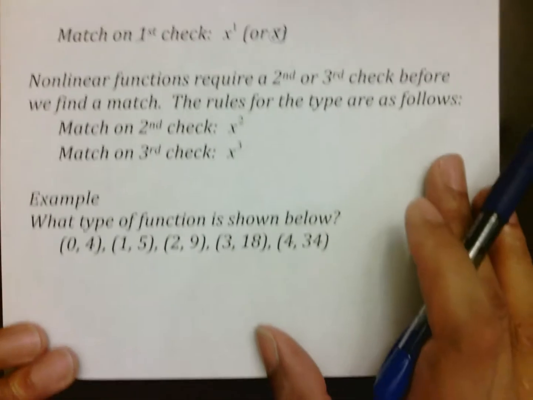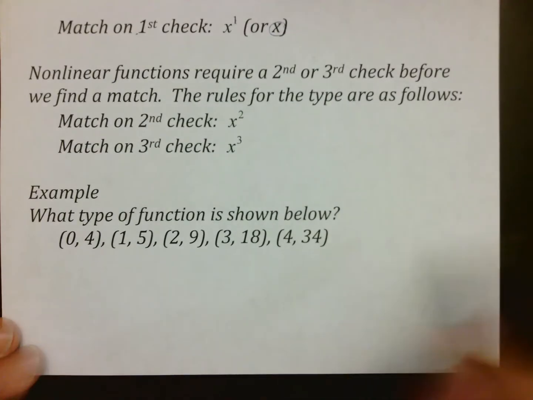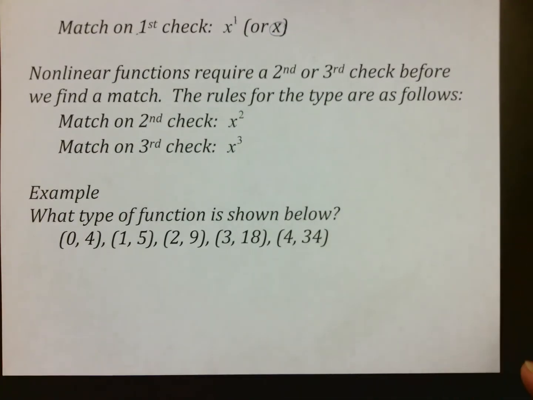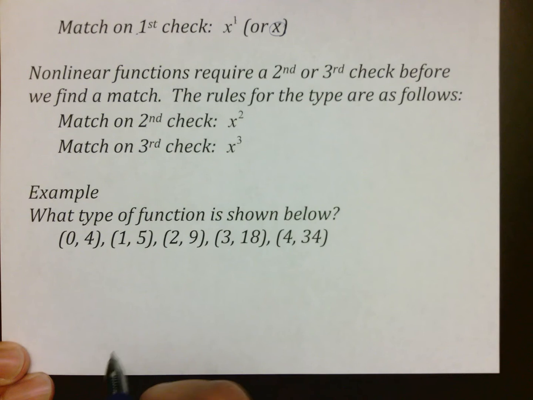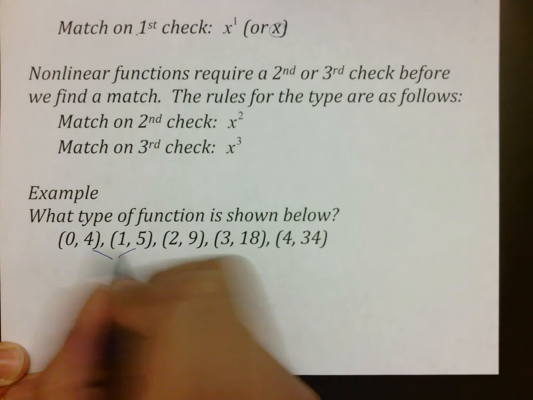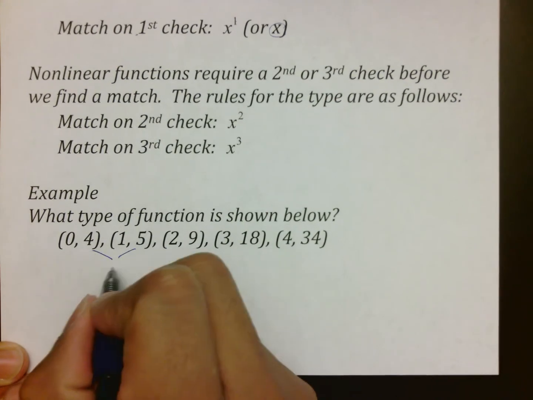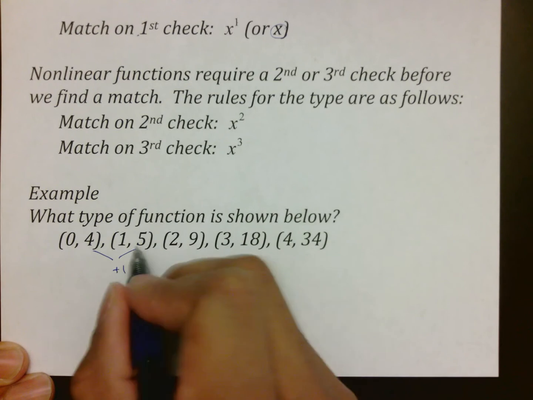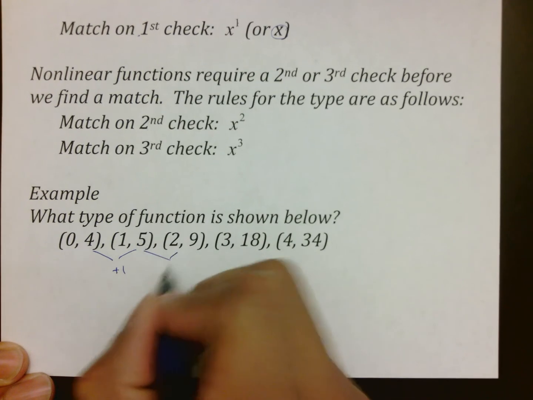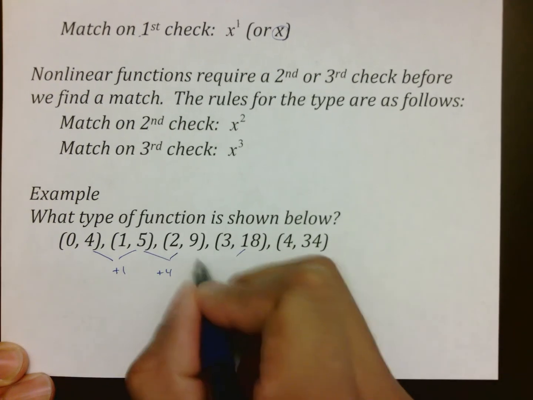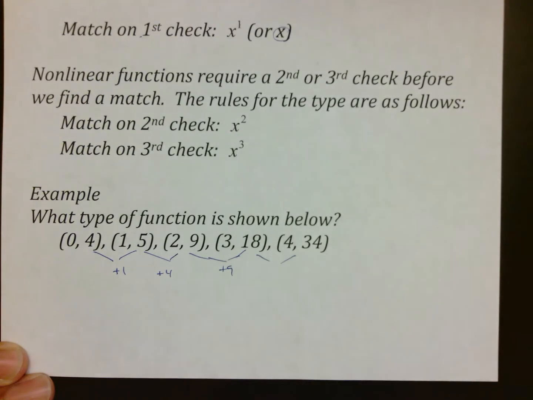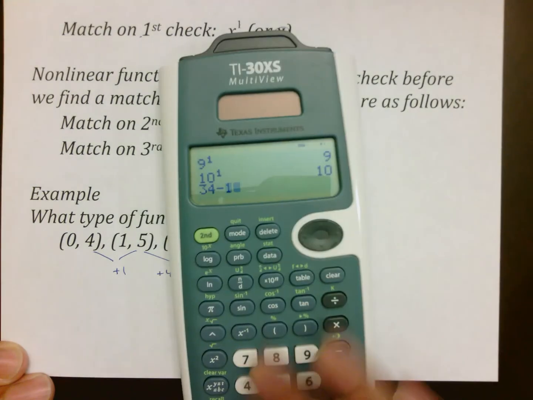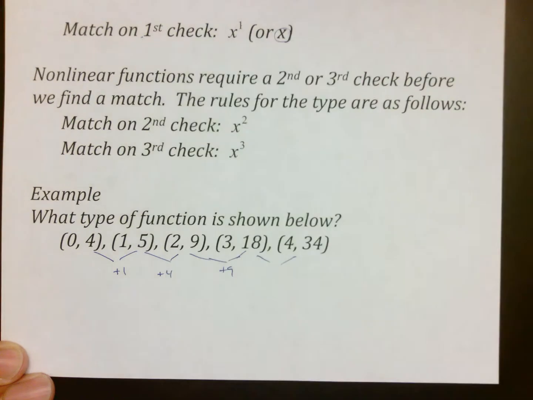So real fast, how to determine if you see a question like this and you need to know if it's linear or nonlinear, whether it's a table or a set of ordered pairs. First off, 0, 1, 2, 3, 4, so my x's are moving by 1. I don't need to divide. The difference between 5 and 4, 5 minus 4 is 1, so that's plus 1. From 9 to 5, 9 minus 5 is plus 4. 18 to 9 is plus 9. 34 to 18, if you don't know, just do 34 minus 18, which is 16.